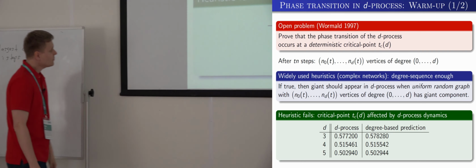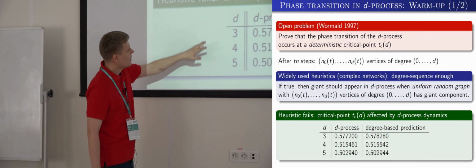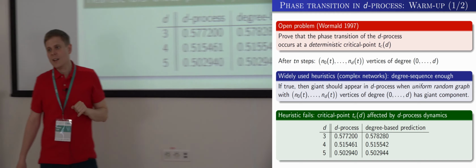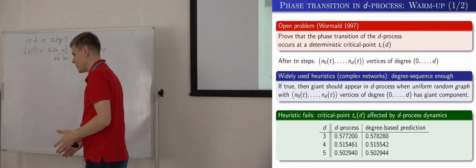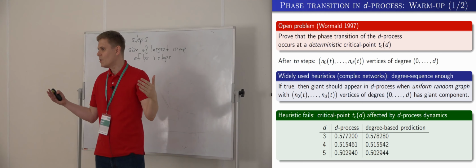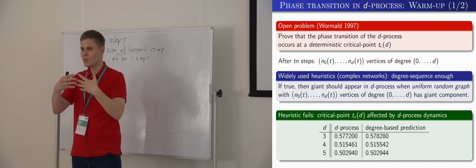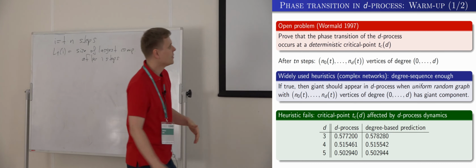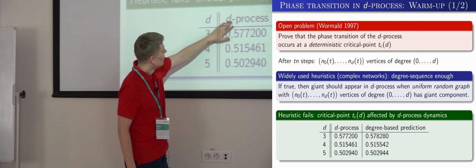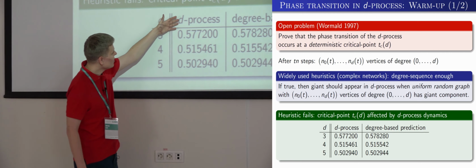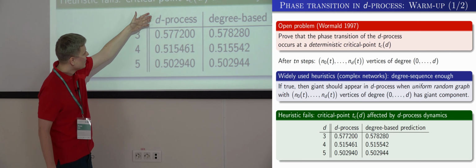And if you do that, it turns out that this gives you the wrong answer. What I mean is, if you just use the degrees to predict the location of the phase transition, you get a different answer. So here, if you use simulations to observe when the phase transition happens in the d-process.